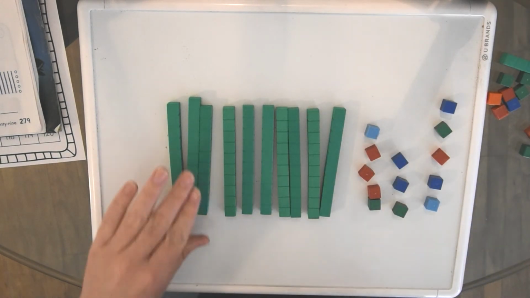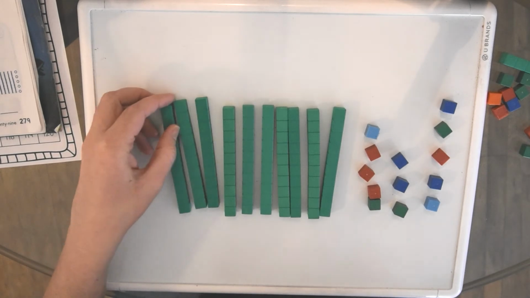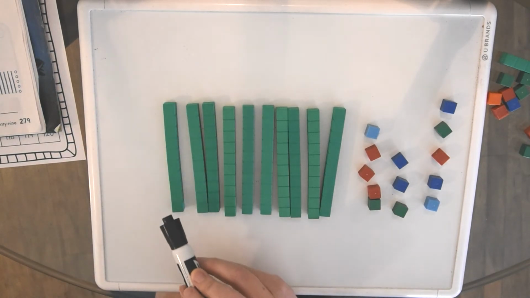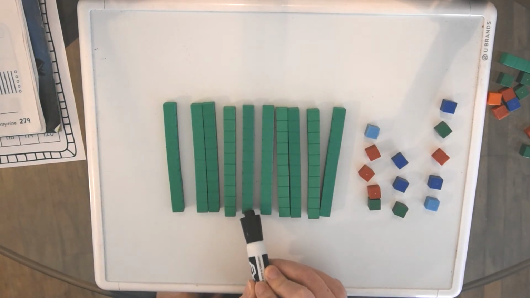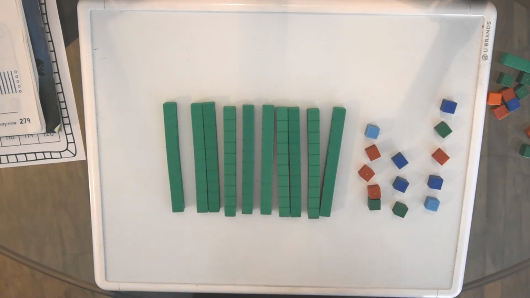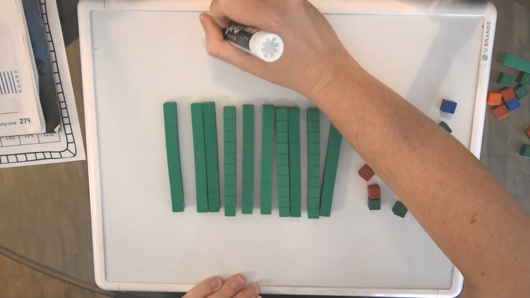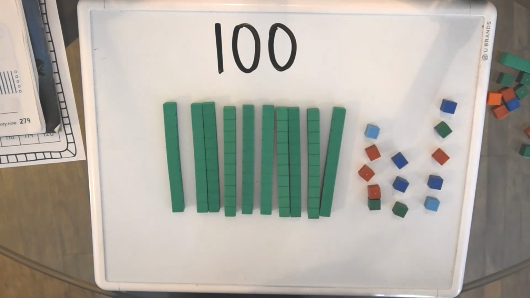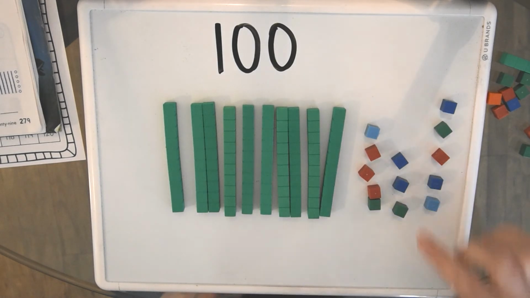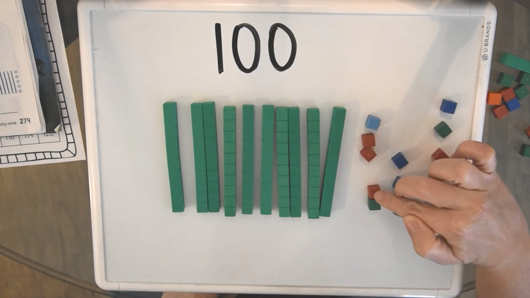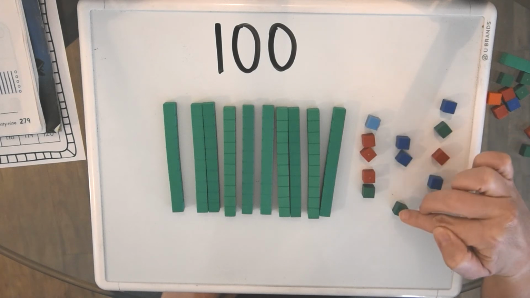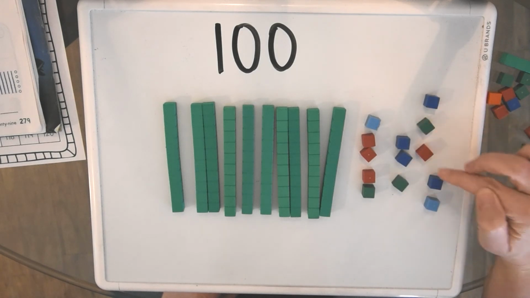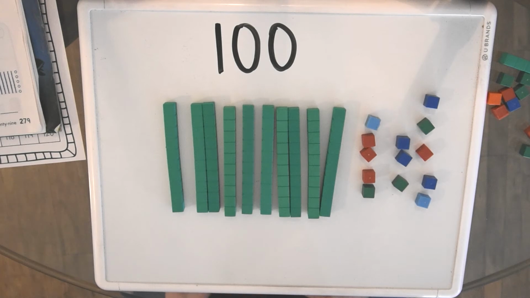All right, so now let's count my 10s first, right? We always start with the 10s to see how many we get. 1, 2, 3, 4, 5, 6, 7, 8, 9, 10. 10 10s. And we remember that 10 10s equals 100. All right, let's count our 1s. 1, 2, 3, 4, 5, 6, 7, 8, 9, 10, 11, 12, 13 1s. So we have 13 1s. So really we're looking at 100 plus 13.